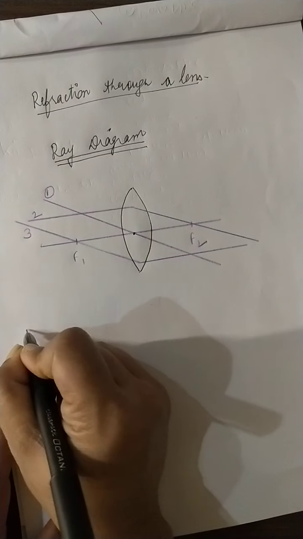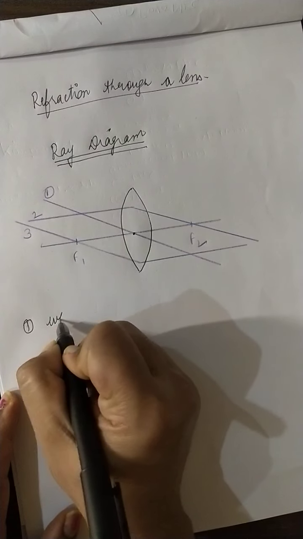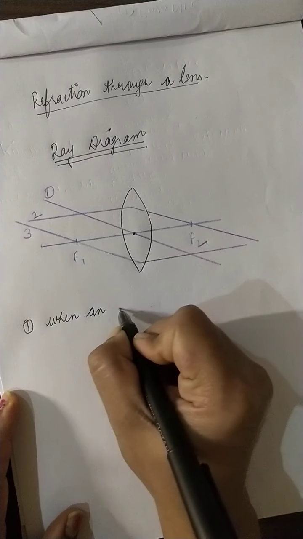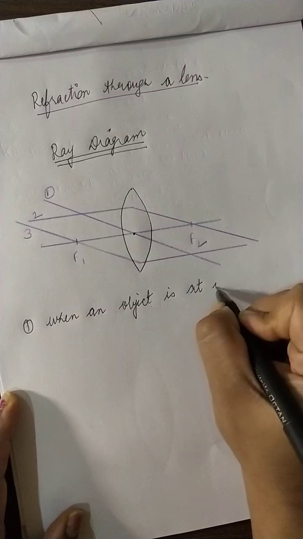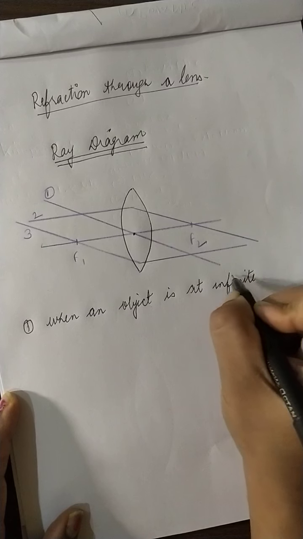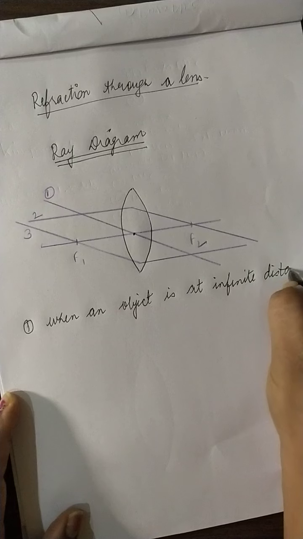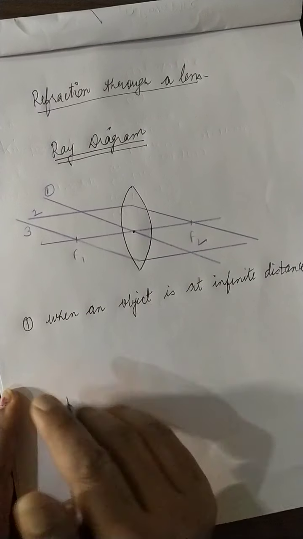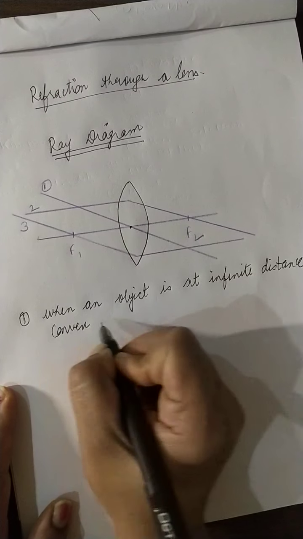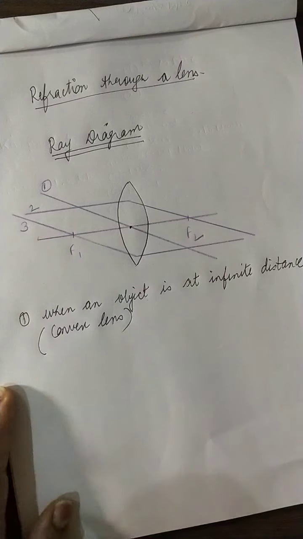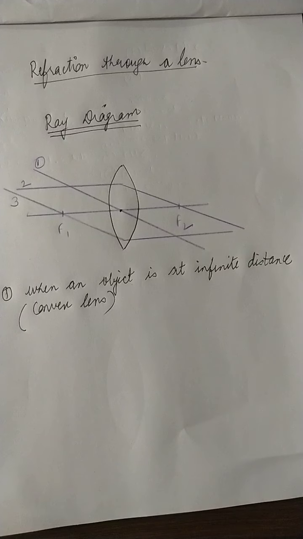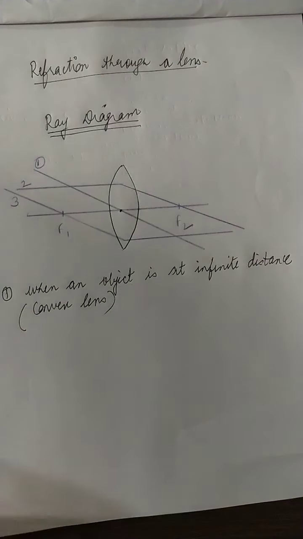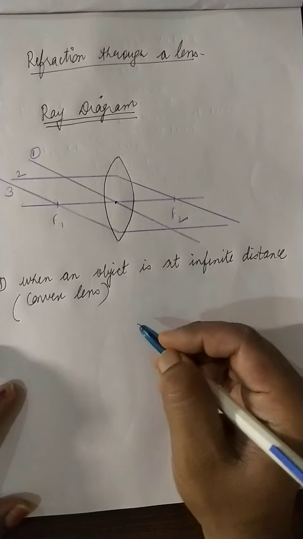Suppose an object is at infinite distance. I am doing this in the case of a convex lens, right? Just pay your attention because this is a very important part. Clear? Now we'll draw a convex lens.